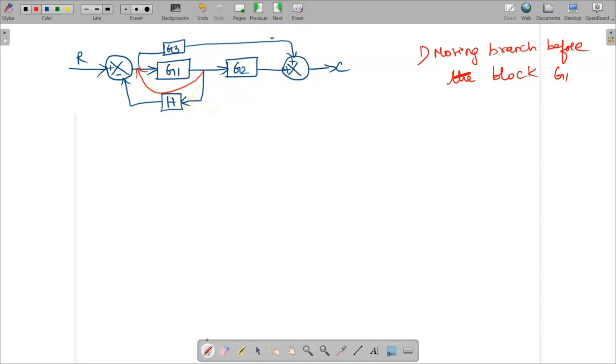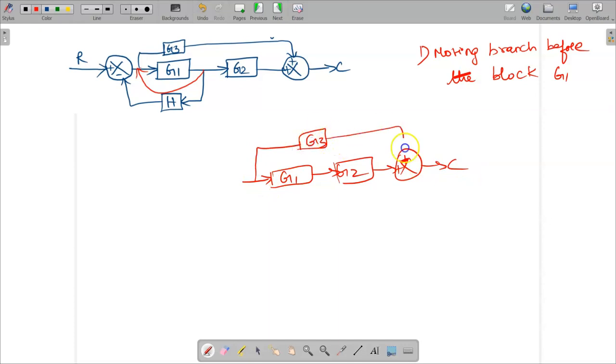So you can redraw the diagram such that this part has no change. You can use the terms as they are: G1, G2. Then you have this summing point, plus and plus, and then you have C. From here you have G3, which is going to meet your summing point. This particular branch has no change, and this forward path also has no change. So plus and minus, you have R. Only this branch you are moving before.